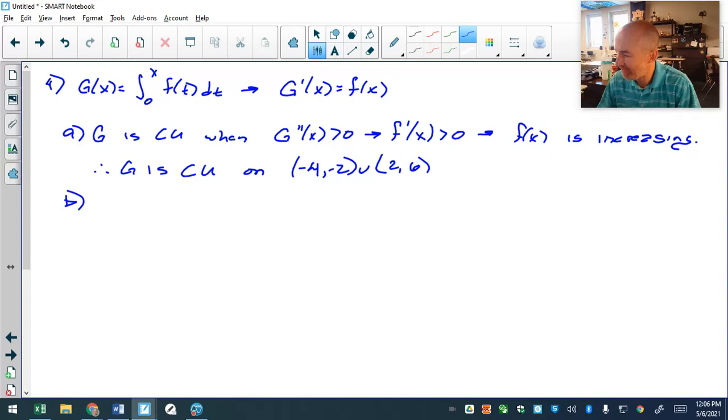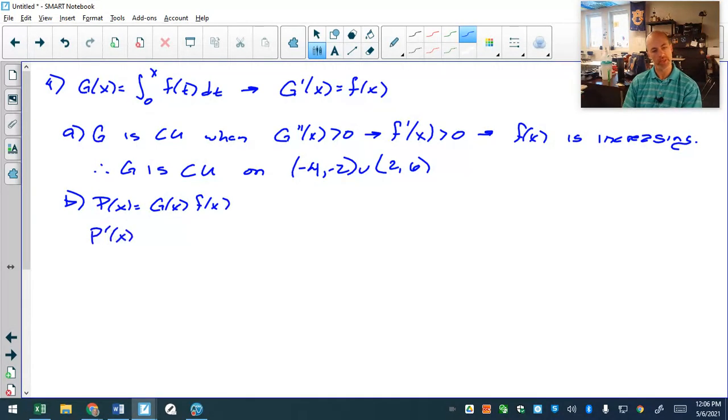All right, number B. Let P be that function. Find P prime. Oh, nice. Okay, so P of x is g of x, f of x. They want you to find P prime of 3, so we're going to use the product rule. Always write down the derivative first. So P prime is g prime of x, f of x plus g of x, f prime of x.